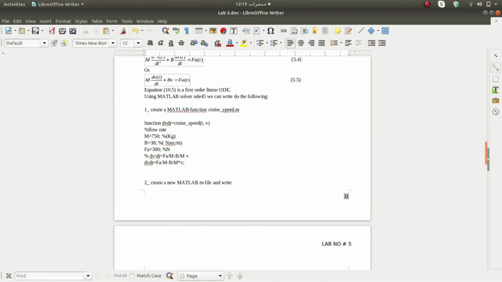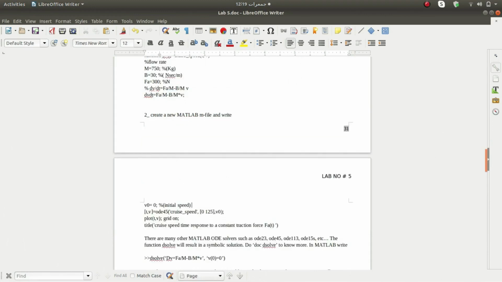Creating a function in MATLAB gives you a handy tool to call it again and again. You don't need to write this whole code again and again, you can just call the name cruisespeed.m, and it will call this function by itself. So it is a good advantage in MATLAB. Second, now we are going to solve this equation.